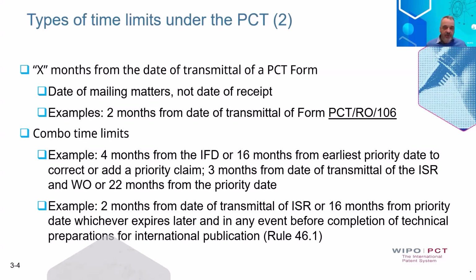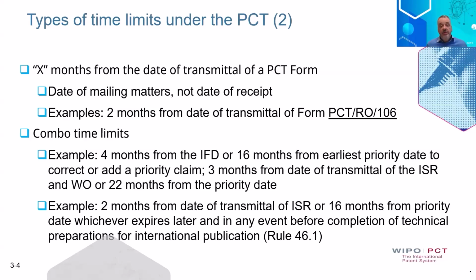So classical example is the time limit to correct priority claims. I already talked about this, 4 months from the international filing date. So IFD is the shortcut for us for international filing date. So it's 4 months from the IFD or 16 months from the earliest priority claim or date that you have in your application. So between those two time limits, you need to see which one expires later, and that's then the applicable time limit. So you can see that this can be quite tricky in practice to figure all of this out.